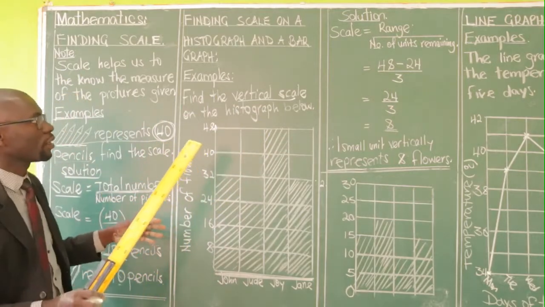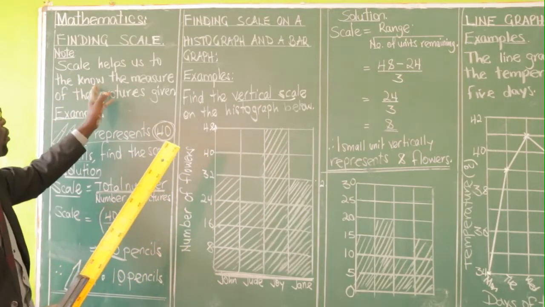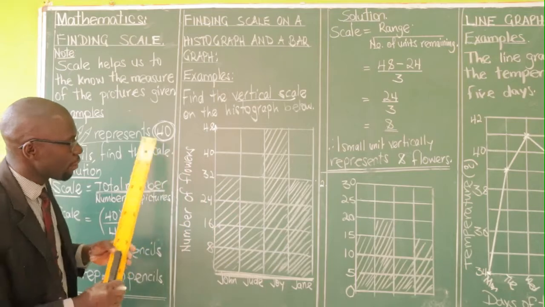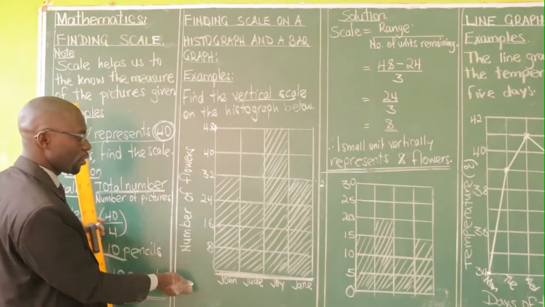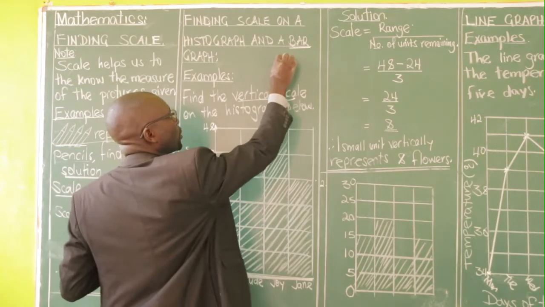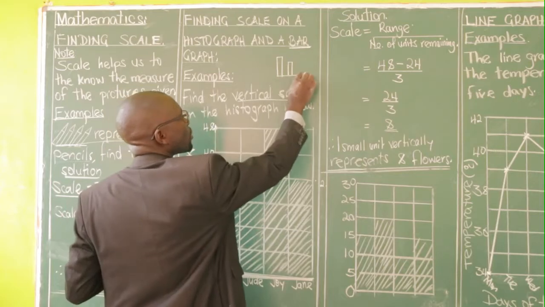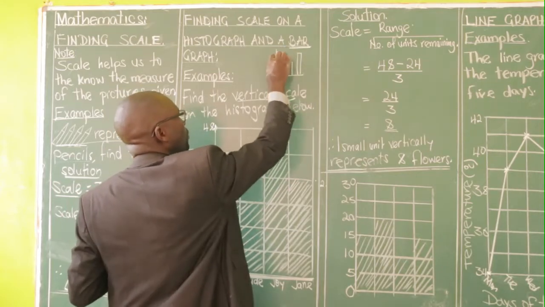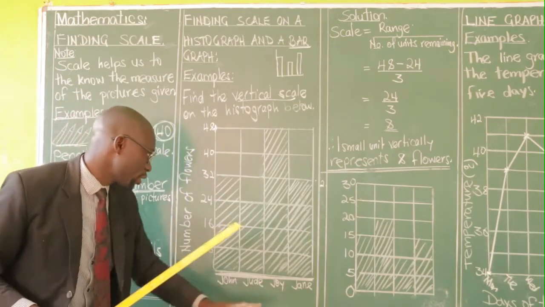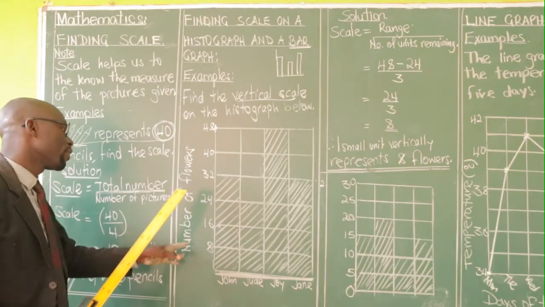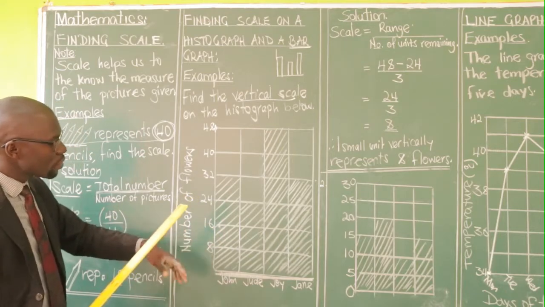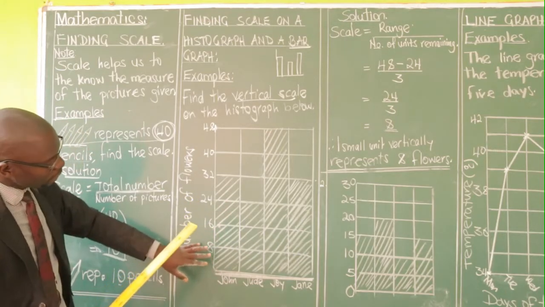So now we've been told that scale helps us to know the measure of the pictures given. But in this case, these are not pictures, it's a graph. We call it a histogram because the bars are joined. When you look at the bar graph, the bars will not be joined. So this is what we call a bar graph. So now, here we have a histogram. We have John, Jude, Joy, Jane. And on the vertical axis, we have number of flowers.